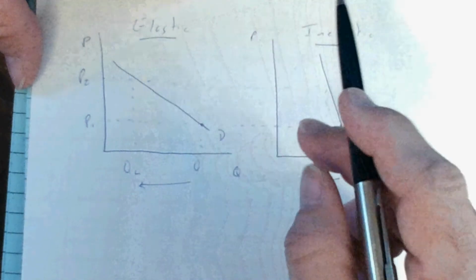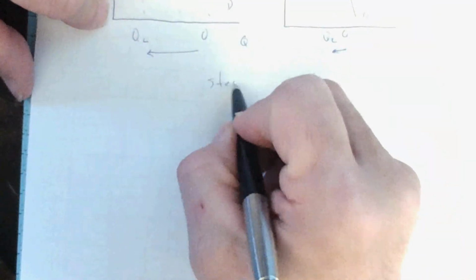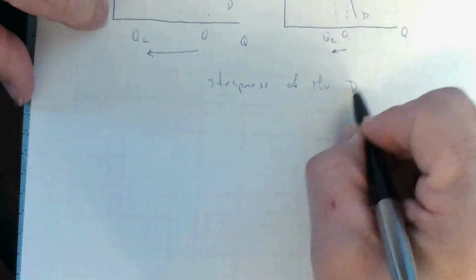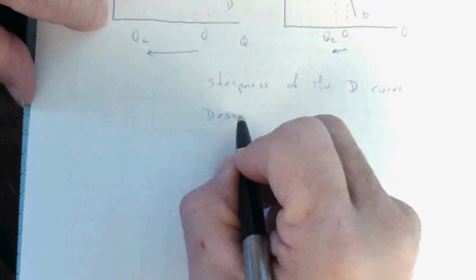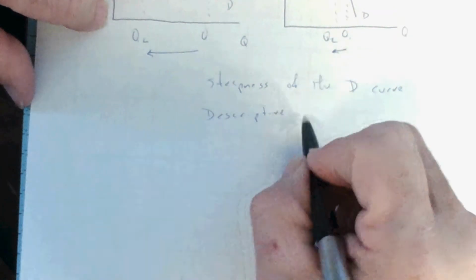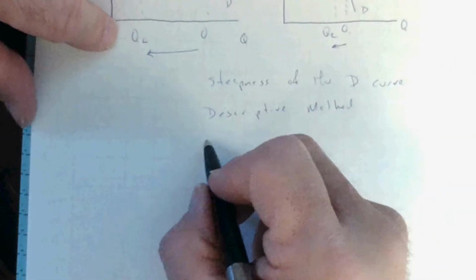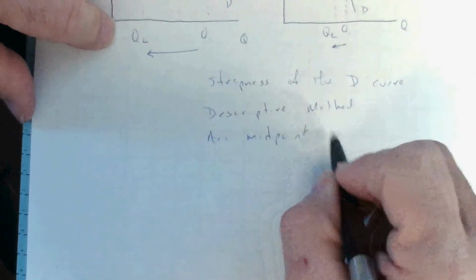This concept is so important that we're going to review 4 ways of calculating elasticity. The steepness of the demand curve. The descriptive method. The arc midpoint formula.